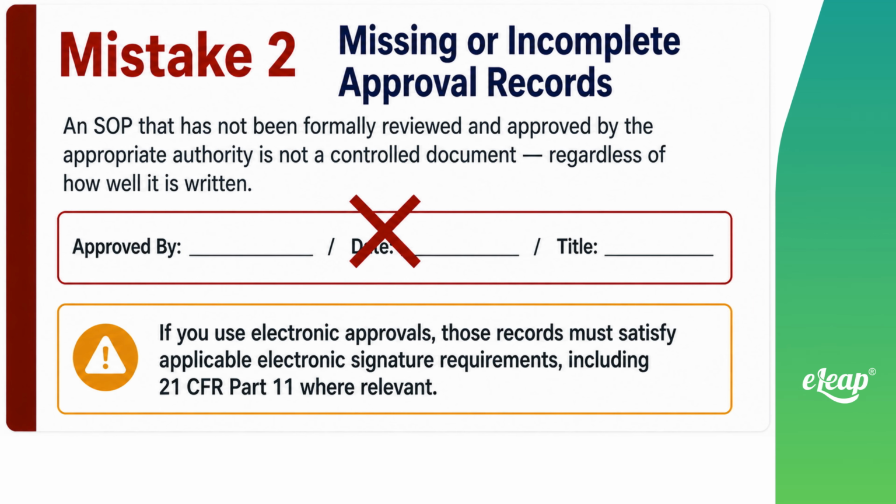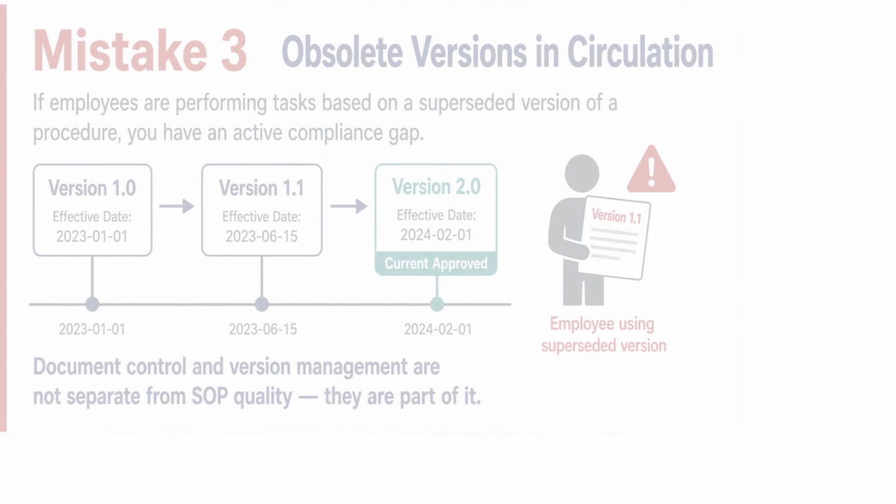Mistake 2, missing or incomplete approval records. An SOP that has not been formally reviewed and approved by the appropriate authority is not a controlled document, regardless of how well it is written. Your approval workflow must be documented, and if you use electronic approvals, those records must satisfy applicable electronic signature requirements, including 21 CFR Part 11 where relevant.